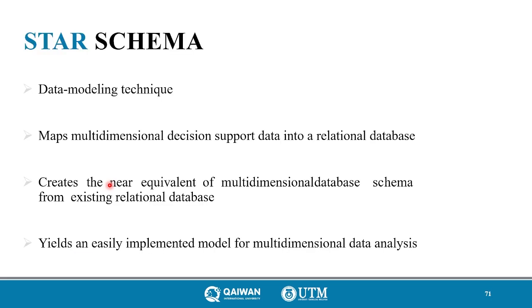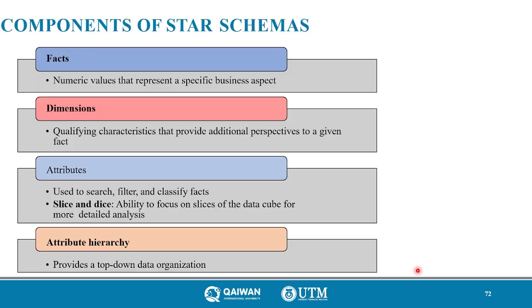Now we have a star schema. The data modeling technique maps multidimensional decision support into a relational database. Now it creates a near equivalent of a multidimensional database schema from the existing relational database. And it yields an easily implemented model for multidimensional data analysis. Now, the components of a star schema would be fact, dimension, attribute, and attribute hierarchy.